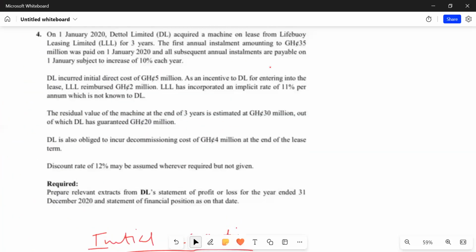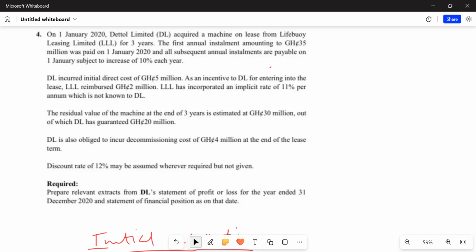The residual value of the machine at the end of the 3 years is estimated at 30 million, out of which DL has guaranteed 20 million. So the residual value of the asset at the end of the lease period is what? 30 million. But DL is telling the lessor that they are going to pay 20 million out of that. When are they going to pay the 20 million? It will be at the end of the lease period, which is the 3rd year, which is 2022. So they are going to pay 20 million in addition to what?